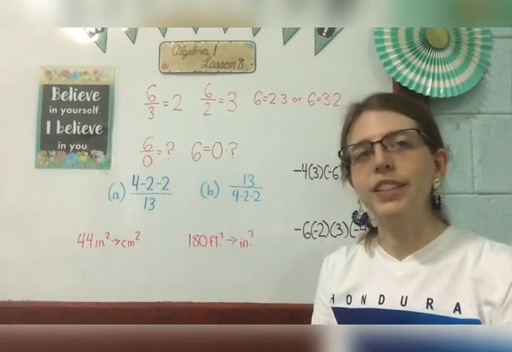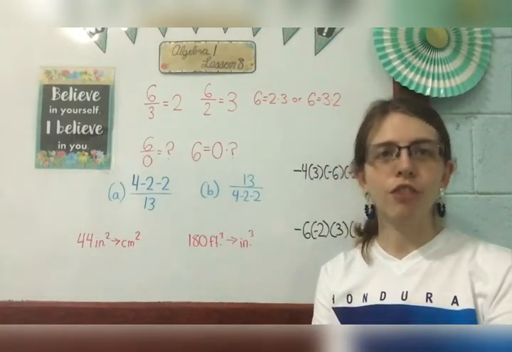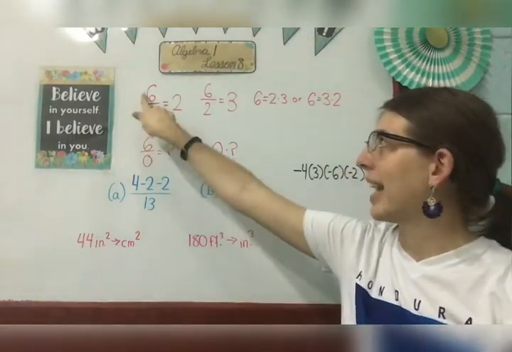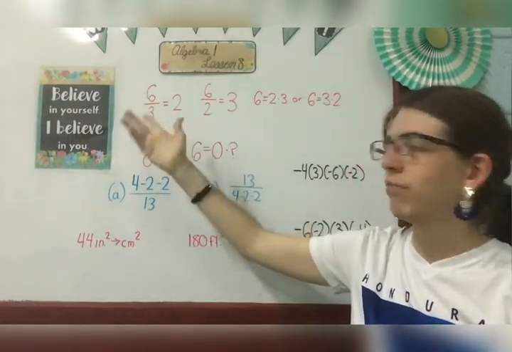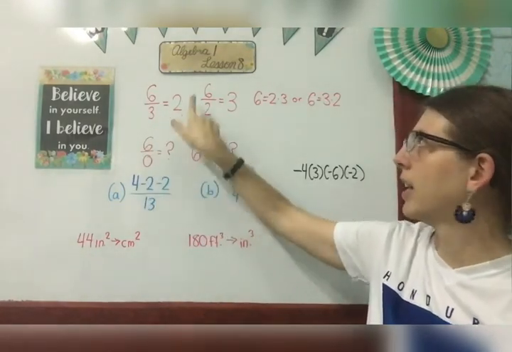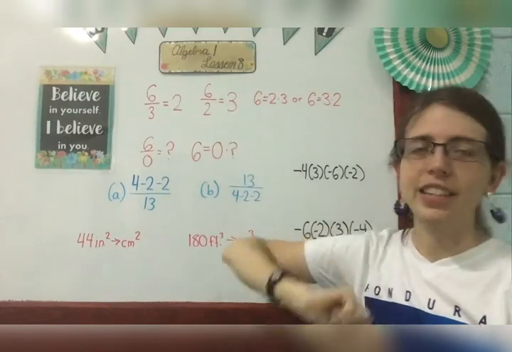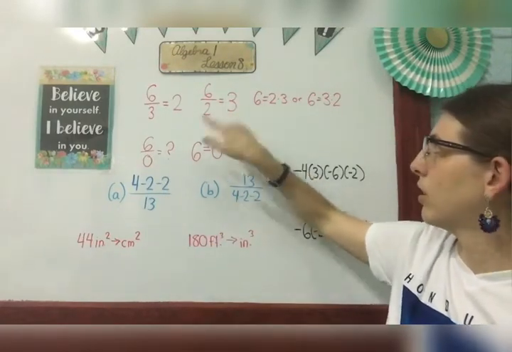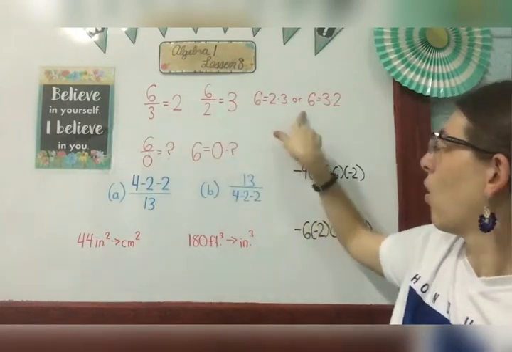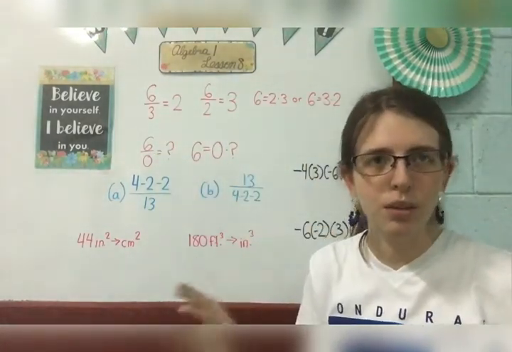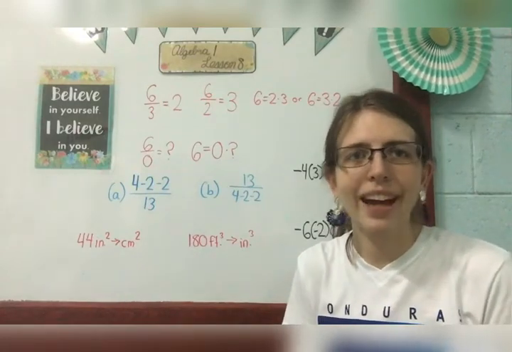So remember that division and multiplication are inverse operations, meaning they undo each other. So if I say 6 divided by 3, I know that equals 2. I can then switch it around. 6 divided by 2, that's going to give me 3. This means that 6 equals 2 times 3, or 3 times 2. Either one is correct.